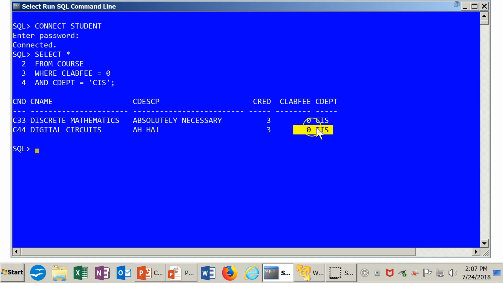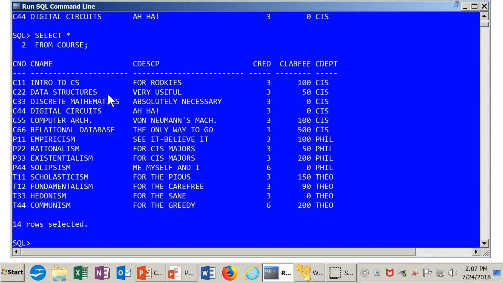To see that this really worked, let's go back and revisit the entire content of the course table. Remember, there are 14 rows, so we're going to see all of them here. And let's remember the two conditions that we want to consider. Lab fee is equal to 0 and department is equal to CIS. Now notice there are many rows that satisfy the condition of department equal to CIS. But of those 6 rows in this case, only 2 of them satisfied the second condition as well, both conditions being satisfied. Similarly, there were some additional rows that satisfied the lab fee condition, lab fee equal to 0, but their departments were not CIS.